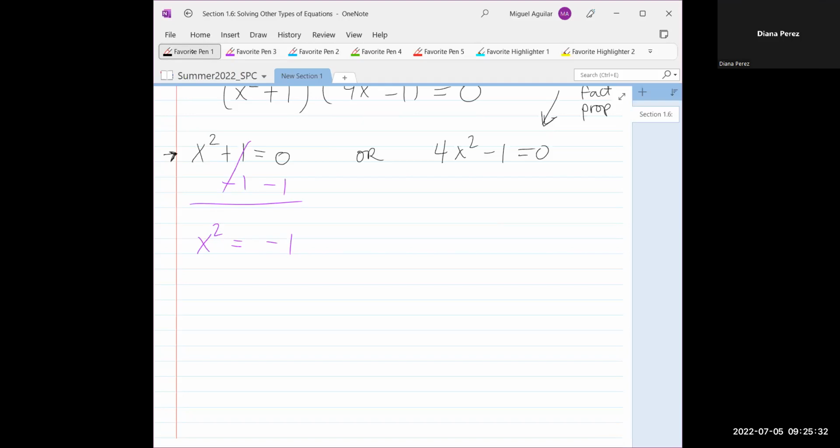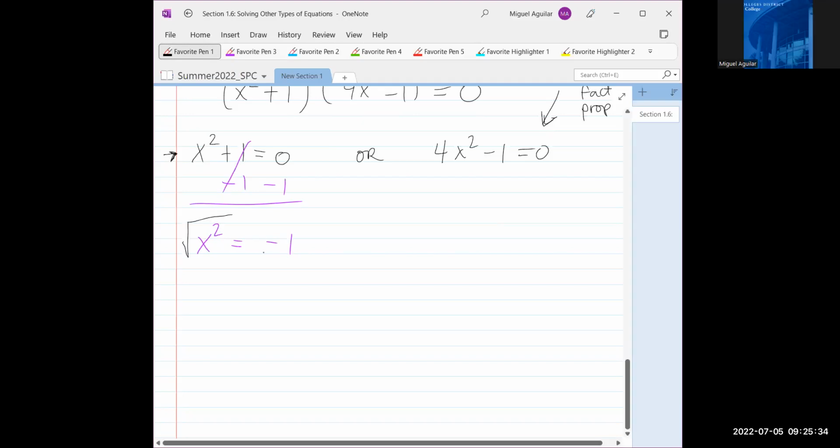With the square root property. So we'll use the square root on both sides so that the square root and the square cancel. We'll get x is equal to plus or minus. And what is the square root of -1?